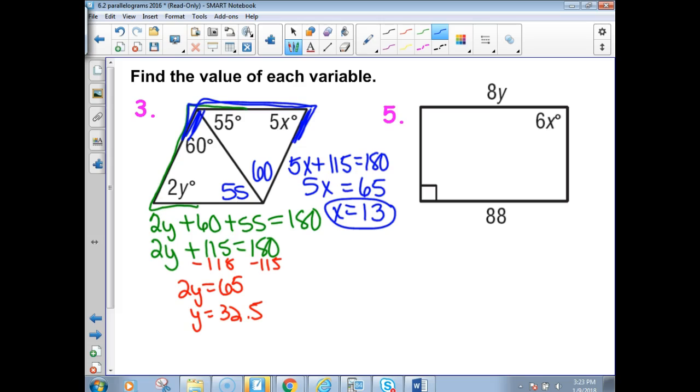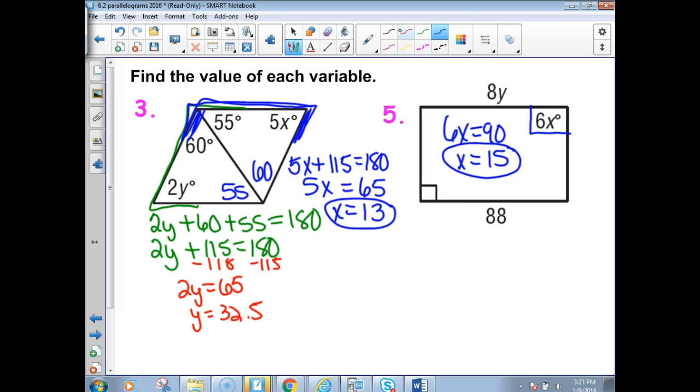All right, number 5. What are we going to do to find x? If you have one right angle in a parallelogram, you have 4. Okay, so 6x equals 90. That's the way to start. And that gives you x is 15.